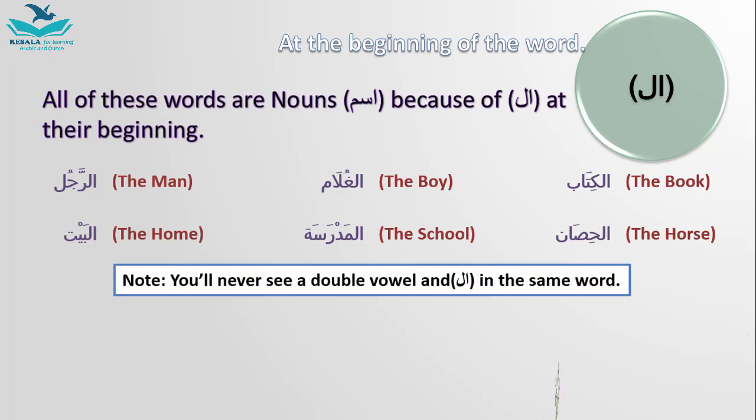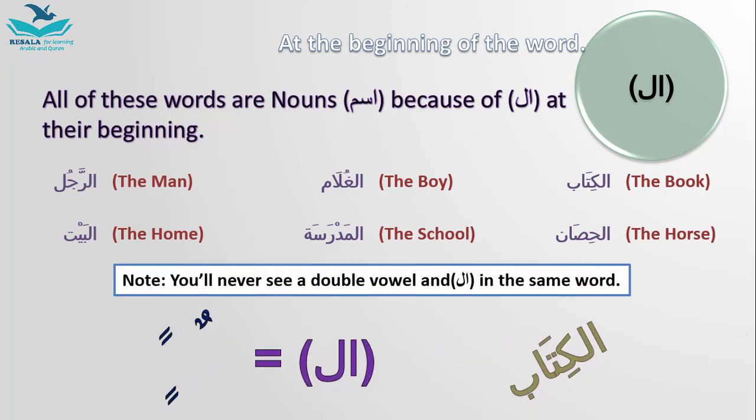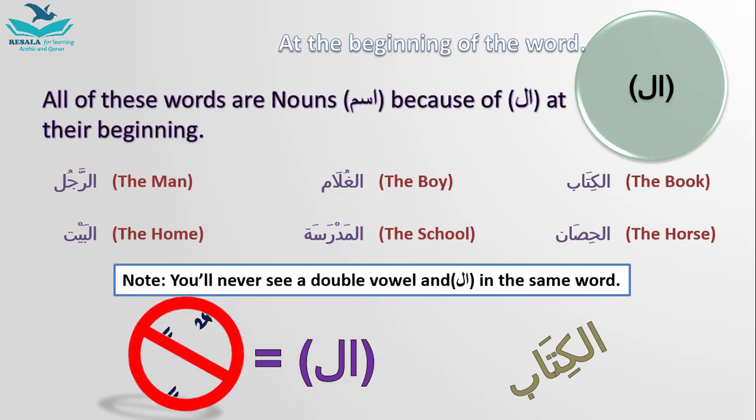And the last thing here in this point, this note: you'll never see a double vowel and alif wa lam in the same word, like al-kitabun. It just sounds bad. And that also makes sense, because they each indicate the opposite of the other, so don't put them together.